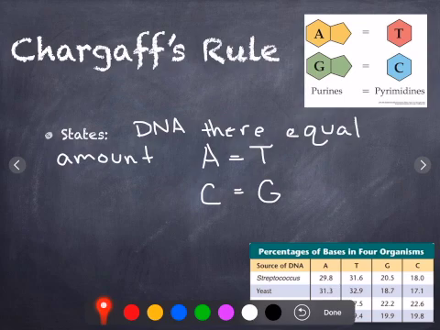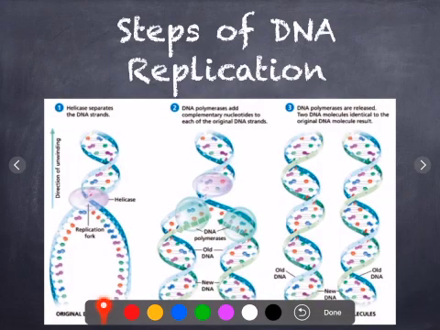Now you'll notice that these numbers are slightly off, and the reason is because there are other sugar molecules in it. RNA, for example, contains adenine, guanine, and cytosine. So the numbers are slightly off, but what the rule always states is there's going to be equal numbers of A's and T's and C's and G's every time we look at an individual's DNA.